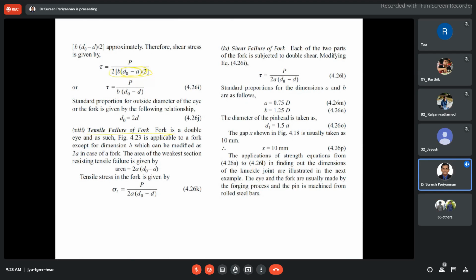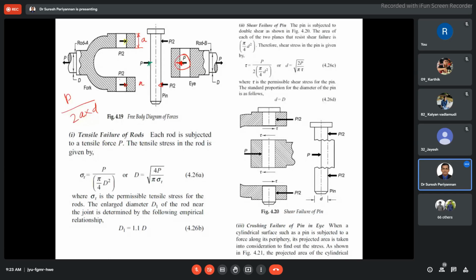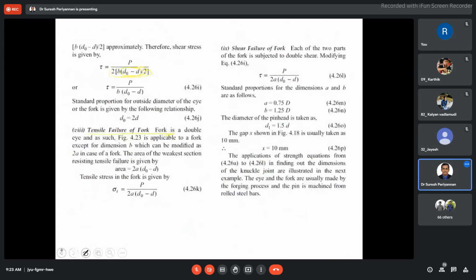What is the tensile failure in the fork? Where is the tensile load acting here? If I draw the free body diagram, this is the tensile force acting. What is the tensile force? It is P by 2, A into D naught minus D. Why D naught minus D? Projection area. See this one.